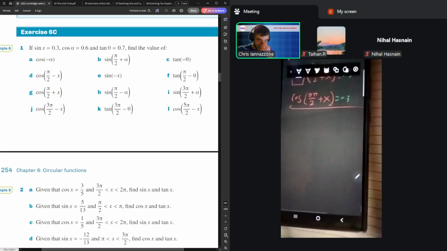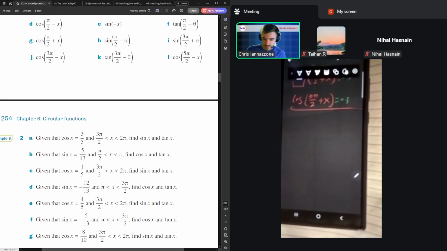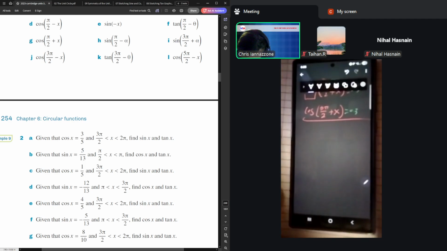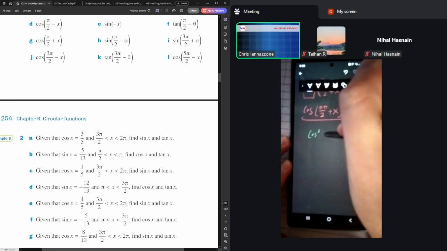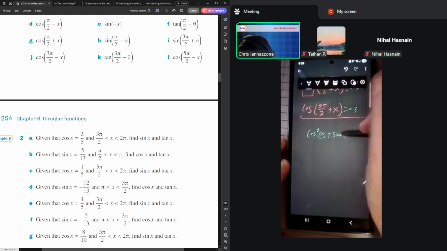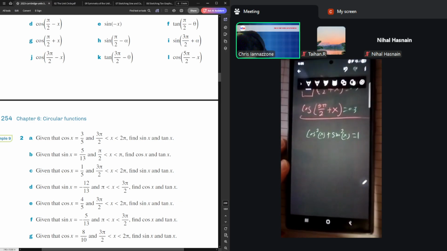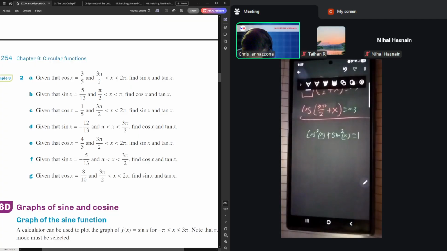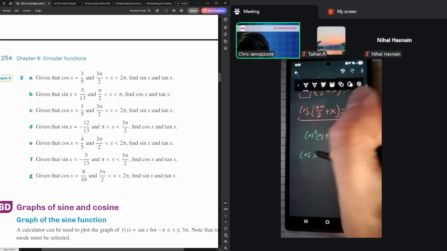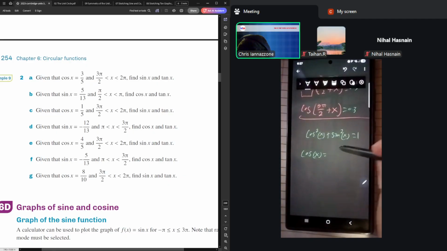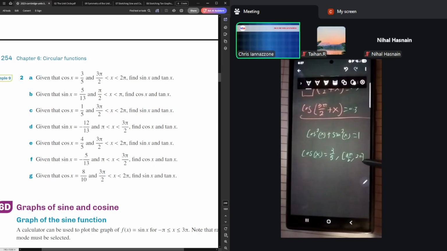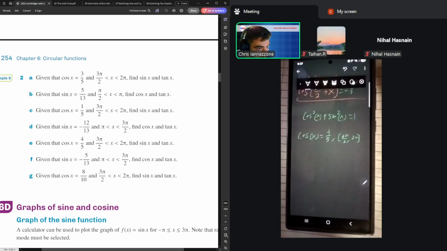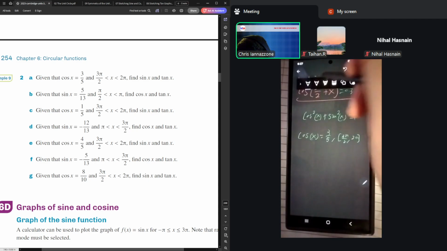Cool. Okay. Now we'll wrap things up with this. This is basically just algebra at this point. It's using the cos squared plus sine squared equals 1 identity. And we're going to have a look at, let's do question 2a, for instance. So we're told cos is equal to 3 over 5, and our domain is from 3 pi over 2 to 2 pi. Our goal is to figure out sine and tan. We should be able to do both.